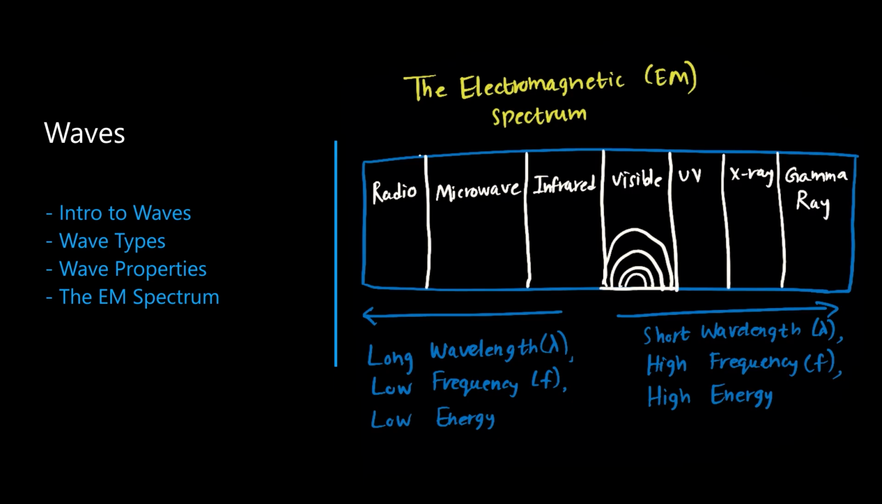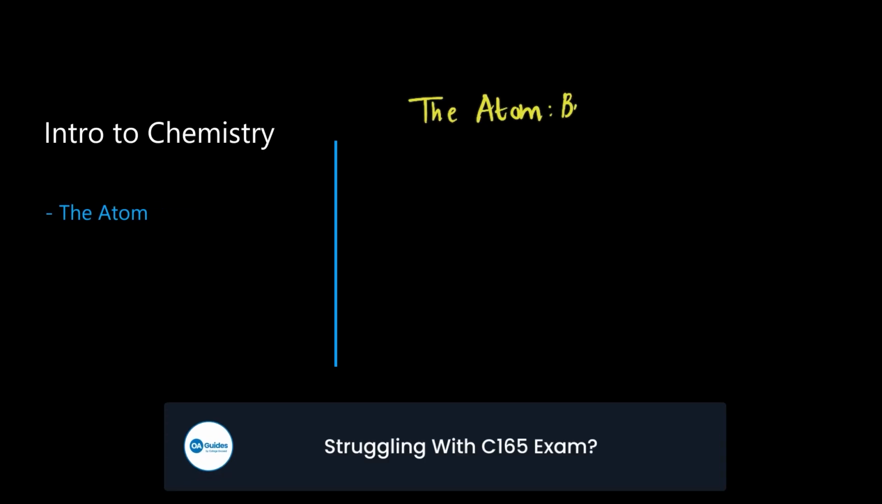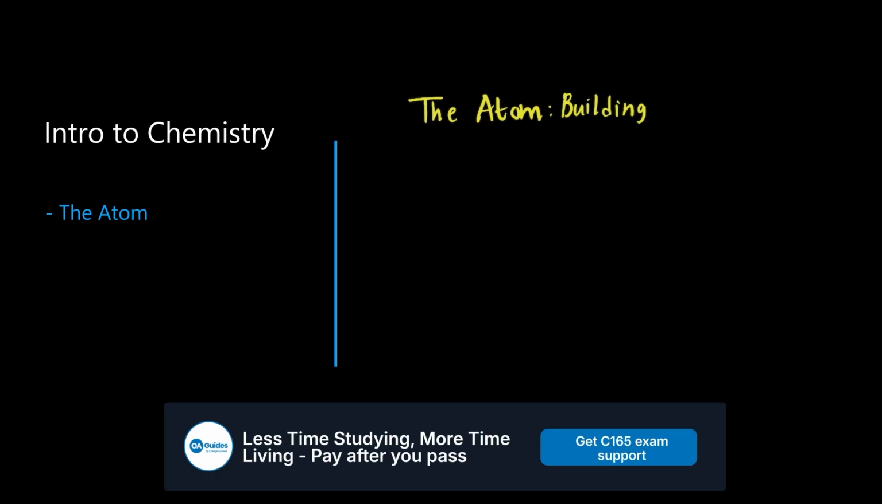You'll want to be familiar with the order of the spectrum and the general characteristics of each region for the C165 OA exam. Now we pivot from the world of physics to the realm of chemistry, the science of matter and its changes. Everything in the universe is made of matter or energy.